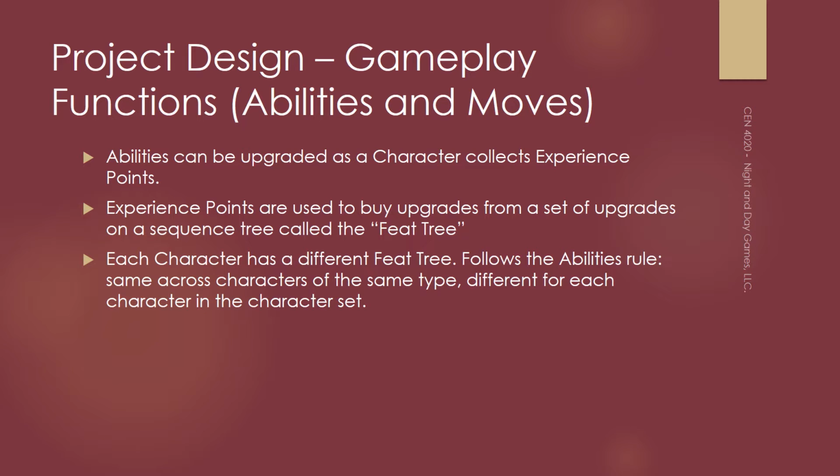These experience points are used to buy the upgrades from a set of upgrades on a sequence tree called the feat tree. Each character has a different feat tree, but it follows the abilities rule. It's the same across characters of the same type, but is different for each character in the character set. For example, healers have the same type of feat tree, but it's different for the DPS or for the tank. However, the feat tree for Scallywag Sue would be different from the feat tree for Captain No Beard.